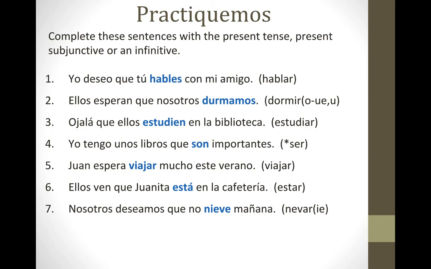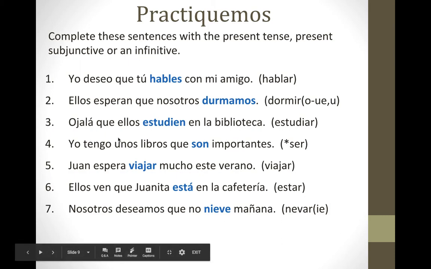Okay, number 2, they hope that we sleep. Ellos esperan que nosotros durmamos. We did use subjunctive there. Number 3, I hope that they study in the library. I do need subjunctive here. Ojalá que ellos estudien en la biblioteca.